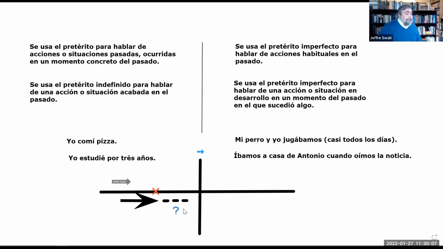Okay? But it's not a discrete moment. There's not the specificity of, the second verb in the sentence is in the preterit. We heard the news. There was one discrete moment cuando oímos la noticia. Boom. Okay? But as far as us going to the house, it was ongoing. It was en desarrollo. It was in development. It was ongoing. And then something happened. Sucedió algo. Suceder is to happen.